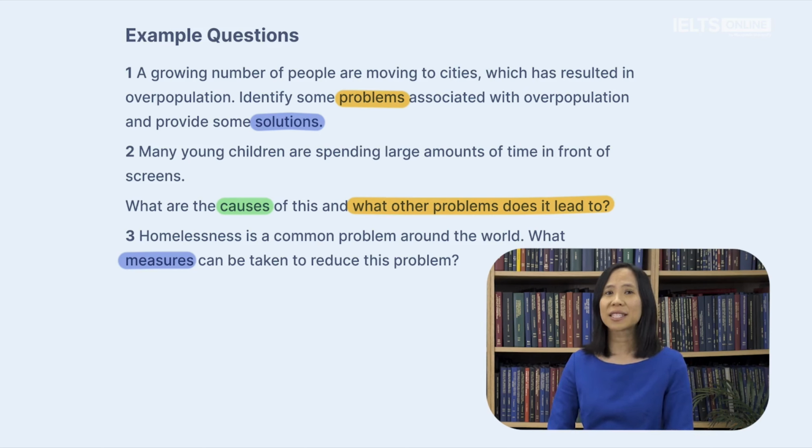The first one asks you to write about effects and solutions. The second asks you to write about causes and effects. And the third asks you to write about solutions only. Similar to discussion questions, you're not asked to give your opinion for this question type. However, you can still draw a conclusion by giving a final comment in your conclusion paragraph. Remember, this can be a recommendation, opinion, or prediction based on what you have written.